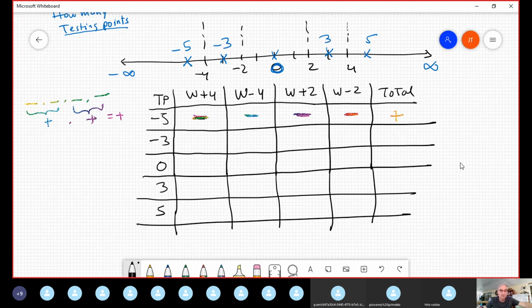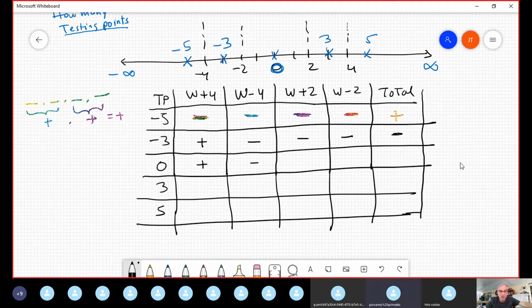Let me complete the second row. The second row is positive, because -3 plus 4 is positive 1. But the rest is negative. What is the total sign now? Negative, because we have three negatives: 1, 2, 3. It's an odd number of negatives. The second is positive.